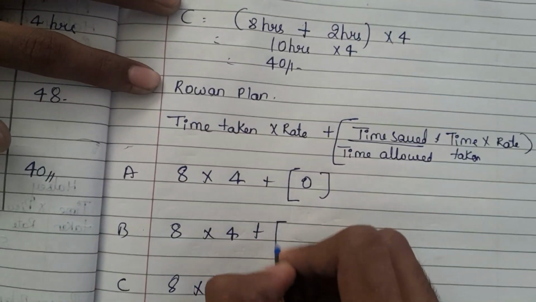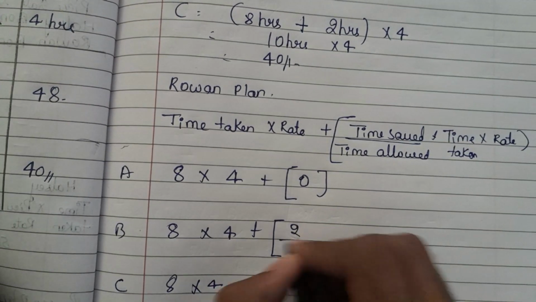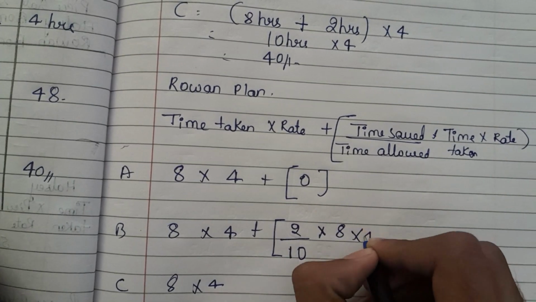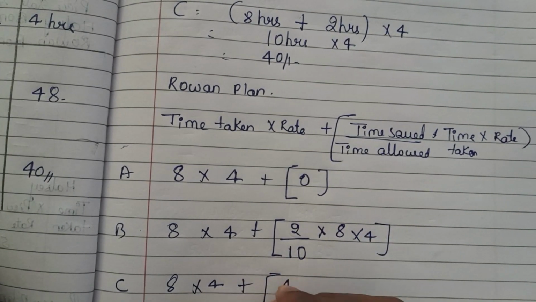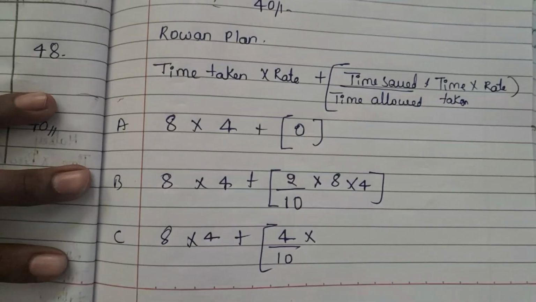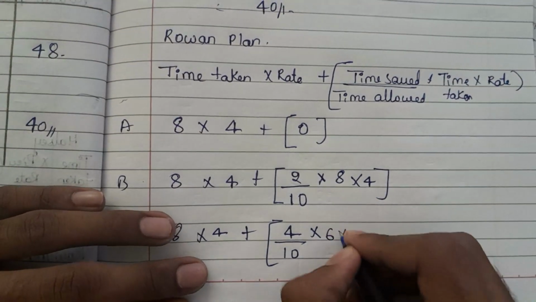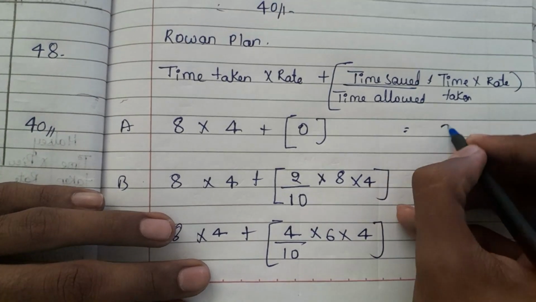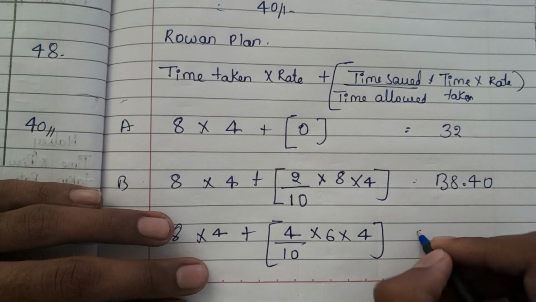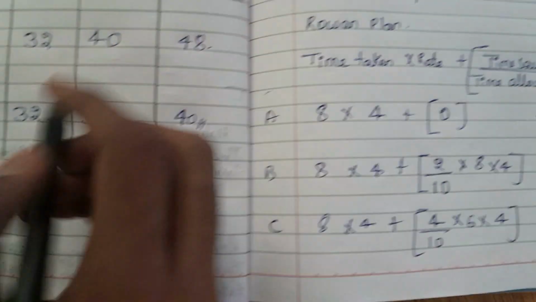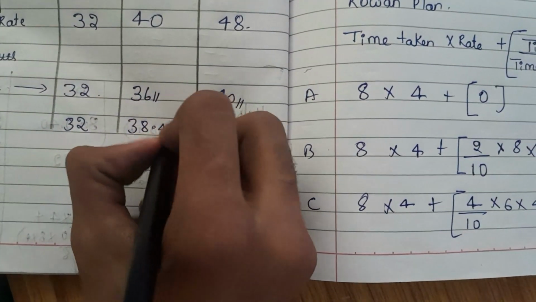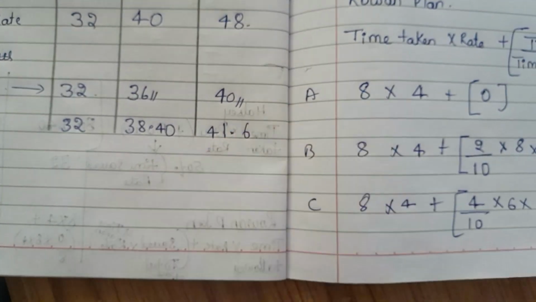For B, 0 plus he has saved 2 hours, but the time allowed was 10 hours, into time taken 8 hours, into rate 4. For C, he has saved 4 hours, the time allowed was 12, and time taken will be 8 hours into 4. So when you calculate, it will be 32 rupees, 38.40 rupees and 41.6 rupees. Now write that here: 32 rupees, 38.40 rupees and 41.6 rupees.